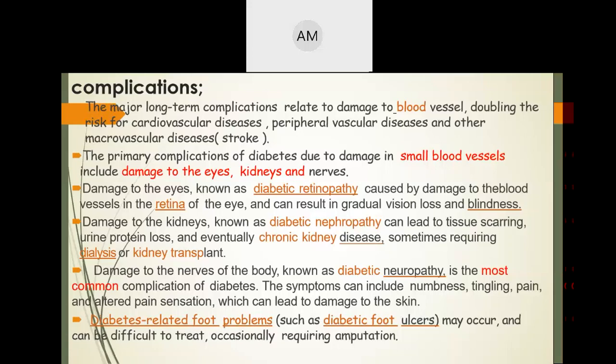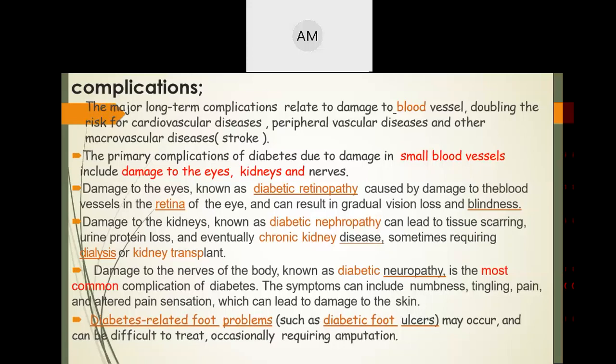And damage to the kidneys also: when the kidneys try to excrete the excess glucose out of the body, they try to overwork, like there is an overload on the kidneys, so gradually the kidneys also lose their mechanism of excretion. So it can lead to kidney tissue scarring, urine protein loss, and eventually chronic kidney disease, because there is an overload of work on the kidneys.